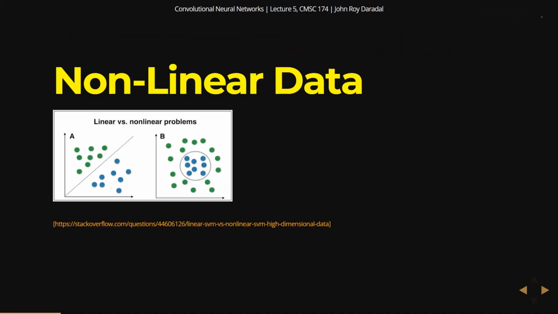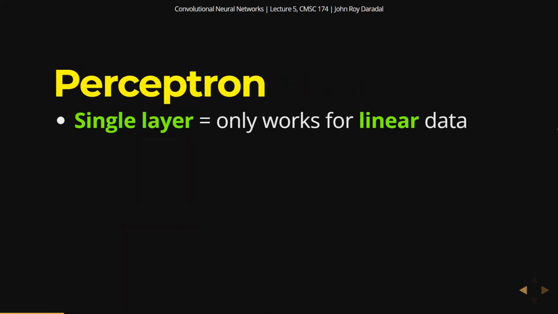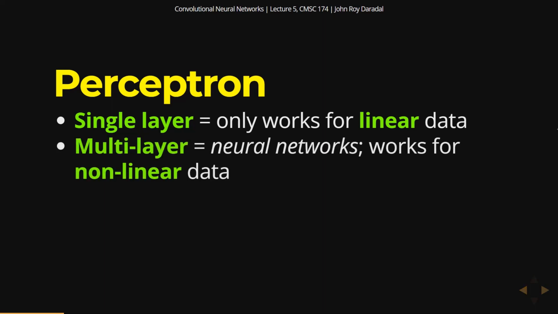Okay, now that only works for linear data. Now what if your data is non-linear? So what if you need like a circle to separate the blue ones from the green ones, right? So our current perceptron can no longer handle it, right? So the single-layer perceptron only works for linear data, but if we stack them together later on to a multi-layer perceptron, then that forms a neural network, and it will now work for non-linear data.